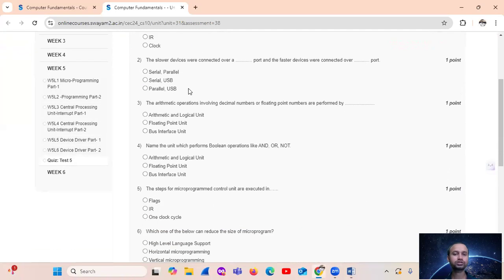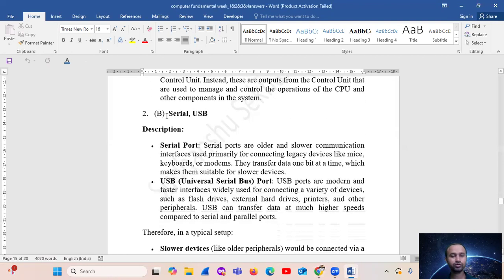Then question 2. The slower devices were connected over a dash and the faster devices were connected over dash. So the slower has serial ports, and faster होगा USB, that is universal serial bus. Okay, so serial port क्या है?